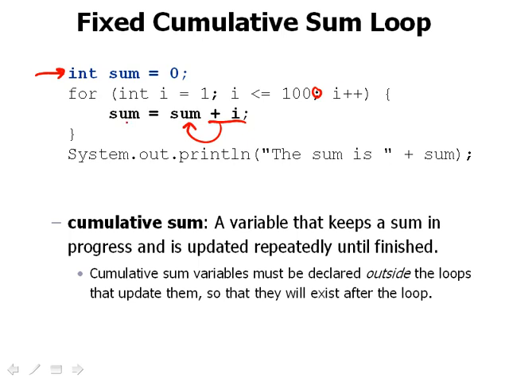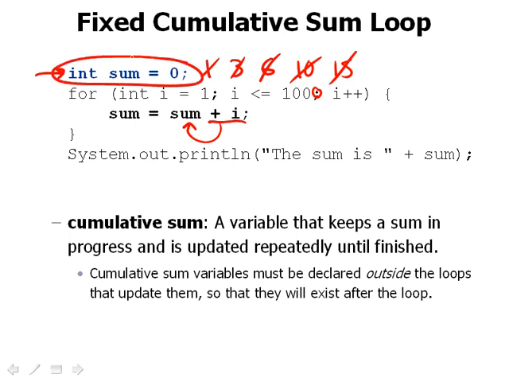So as that loop is going, sum keeps getting bigger. It first stores 1, and then it stores 3, and then it stores 6, and then it stores 10. As each of the integers from 1 to 1,000 is being added to it, that's the value that sum will have. And so we call it a cumulative sum variable because its value accumulates as the loop is repeating. It goes from 0 to eventually the right answer that we're looking for. And again, the key idea here is that the sum variable has to be declared outside of the loop.